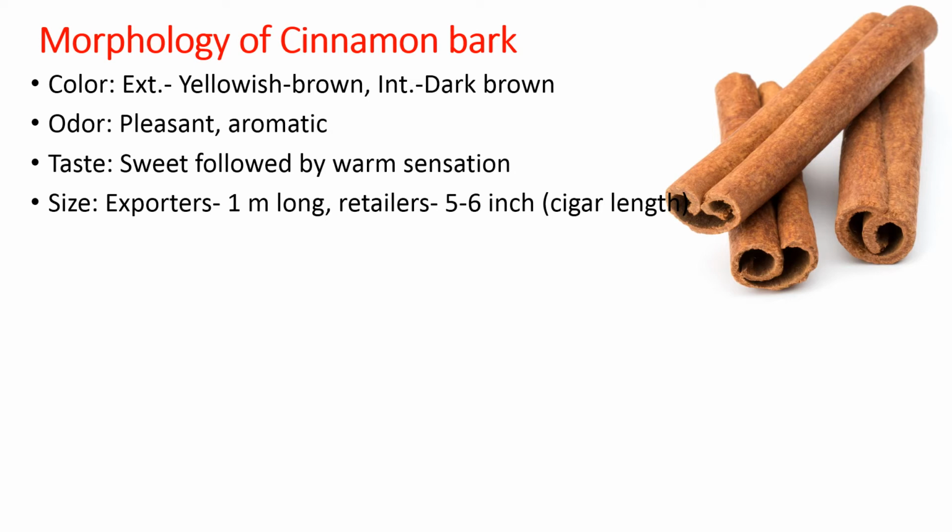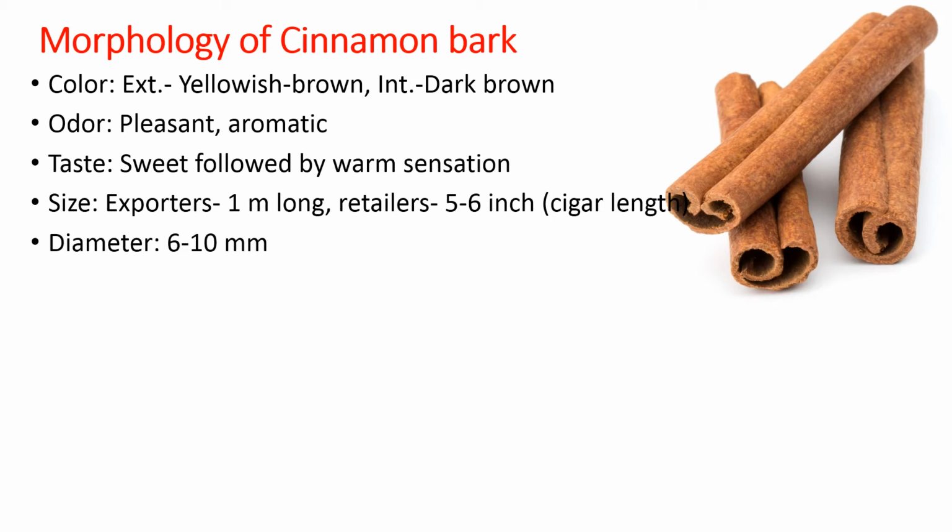Generally, the size varies when it is exported directly from the farmers to different countries. The entire bark length is around 1 meter, that is 100 centimeter, but this is very difficult to handle. So by the time it reaches the retailer, it has been broken down, or for convenience purpose it has been broken down into 5 to 6 inch length, that is approximately, it is very commonly called as cigar length as far as cinnamon bark is concerned.